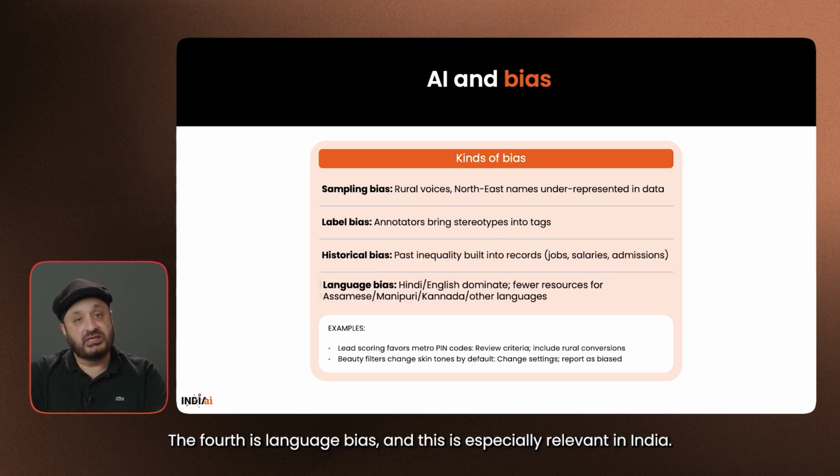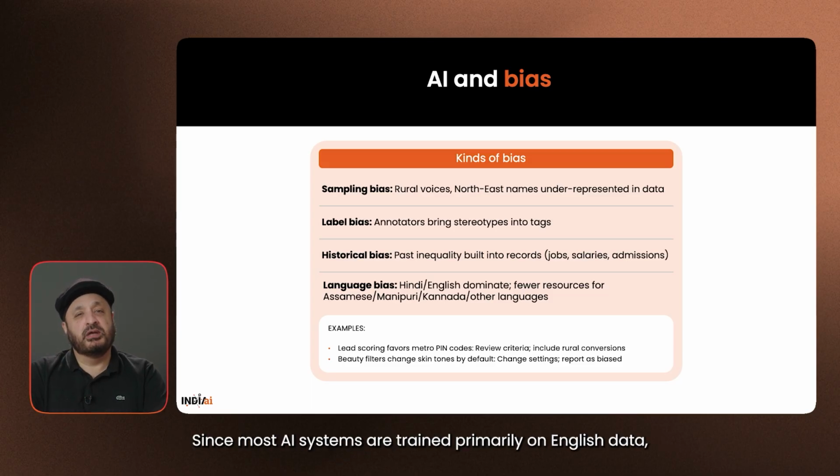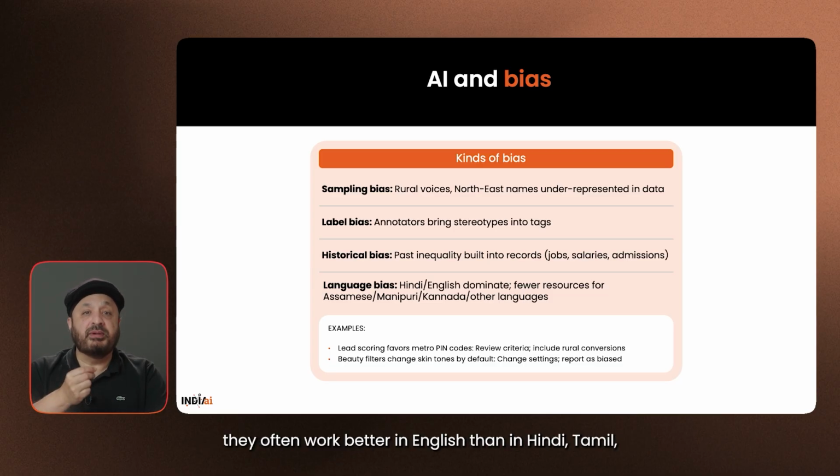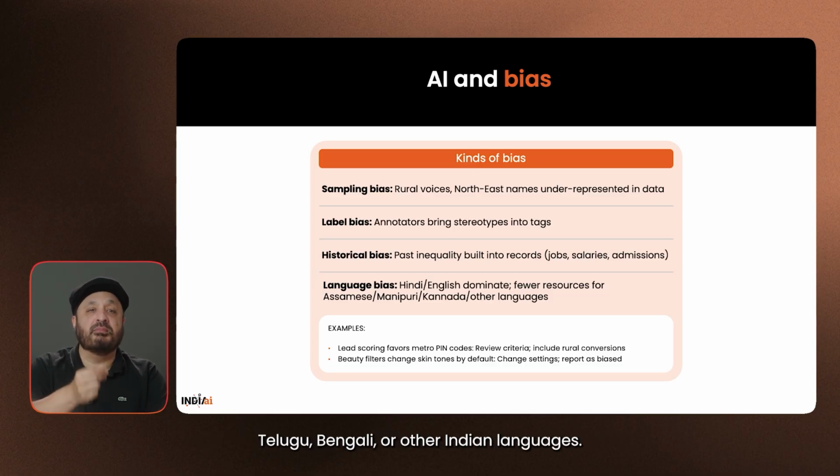The fourth is language bias, and this is especially relevant in India. Since most AI systems are trained primarily on English data, they often work better in English than in Hindi, Tamil, Telugu, Bengali, or other Indian languages.